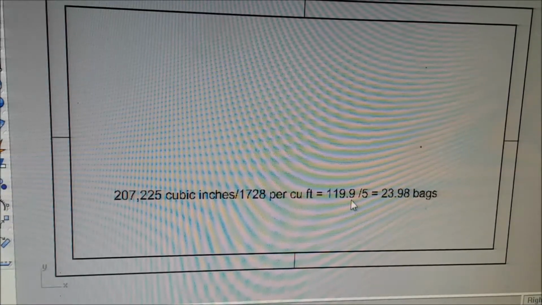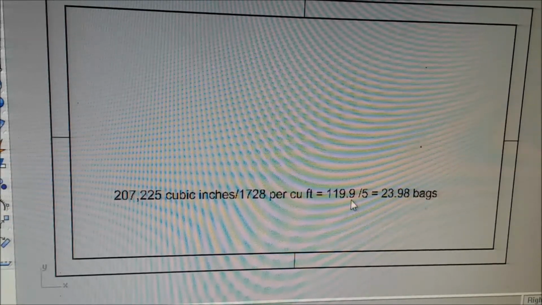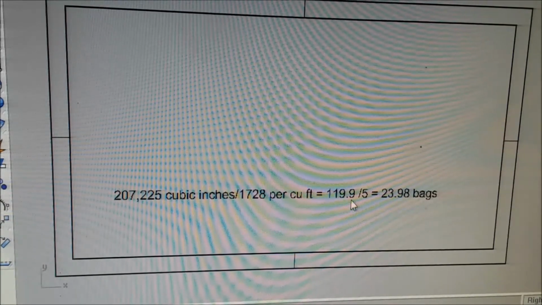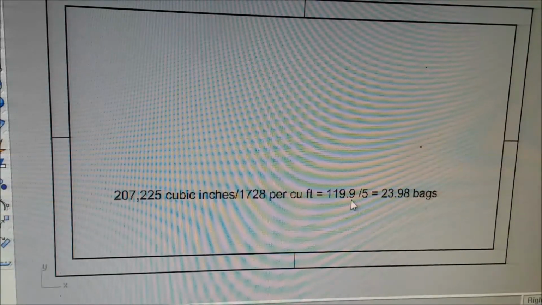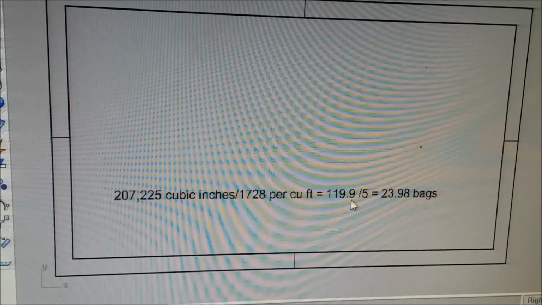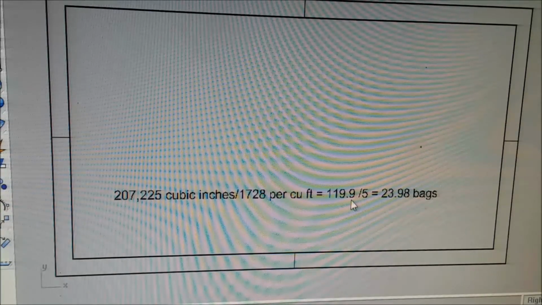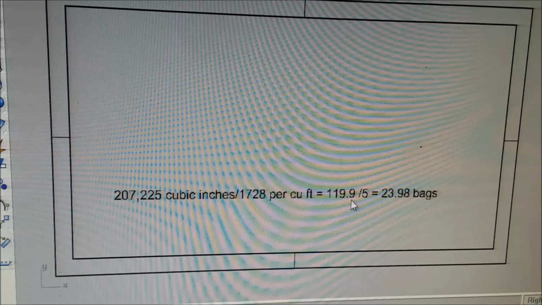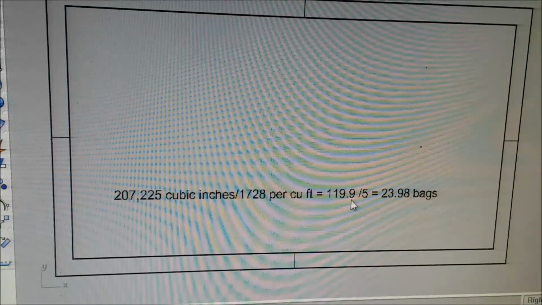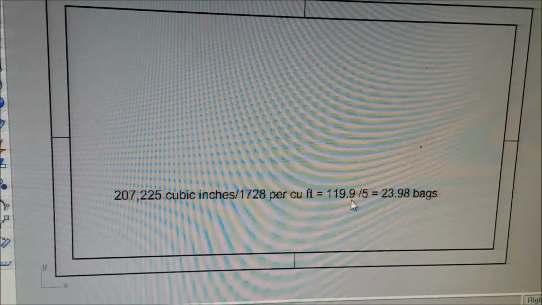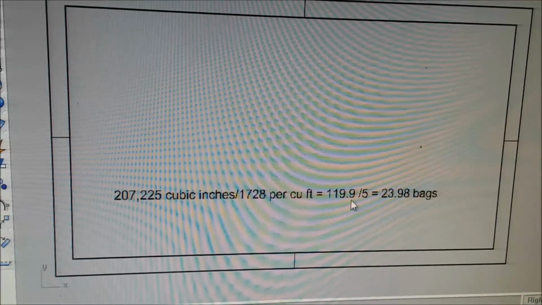Anyway, so we figured out there's 119.9 cubic feet. We're going to divide that by 5, which is what a 1 bag mix is, and that tells me that it's 23.98 bags of cement, and we're going to call that 24. So times 2 would be 48, and times 3, oh golly, can't do that today for some reason. On 44.